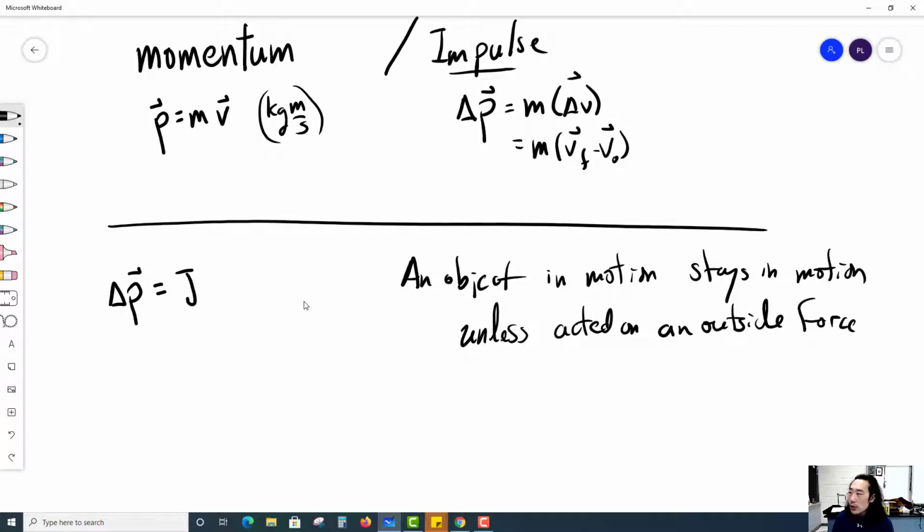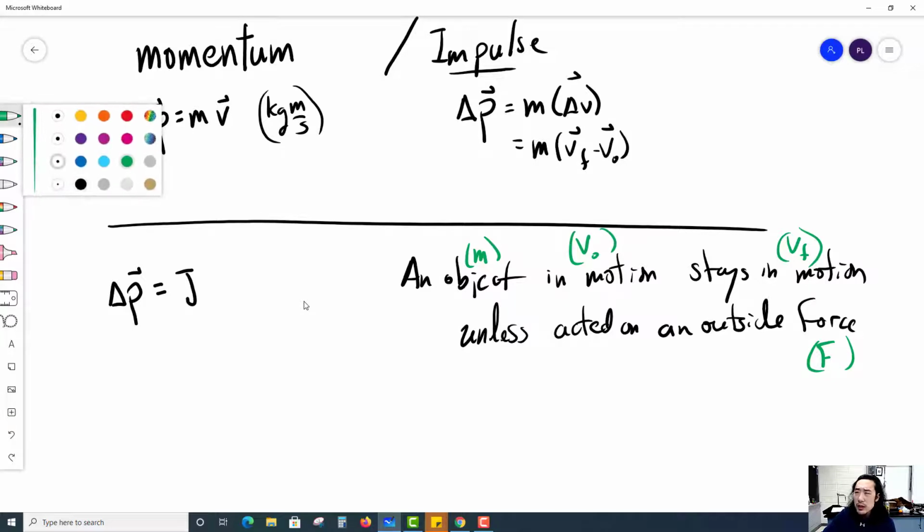Impulse actually comes from this law. And so what I'm going to do, and I do encourage you to do this as well, I'm going to write down the variables within that law. Because a lot of physics, the variables and the equations, they all make a sentence. So an object is just m. In motion, that'll be your initial velocity, stays in motion, final velocity, unless acted on by an outside force, F. And so right there, we have all the variables that we need to figure out the equation for impulse.